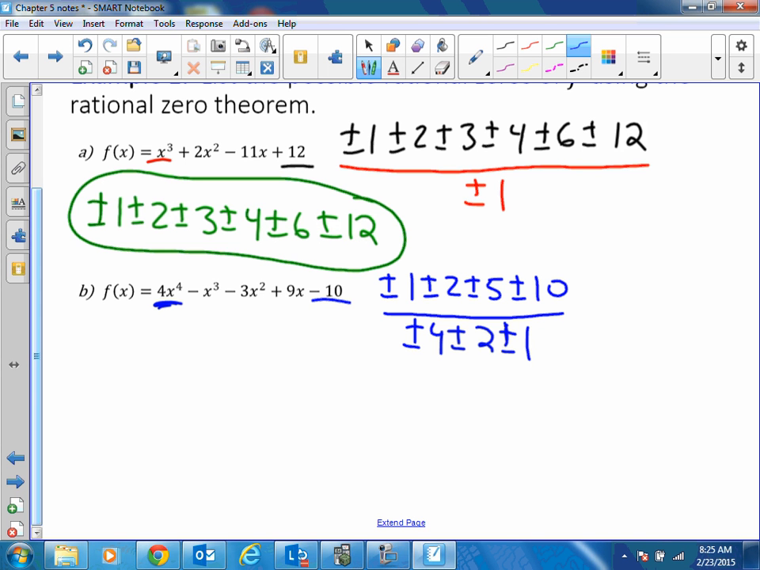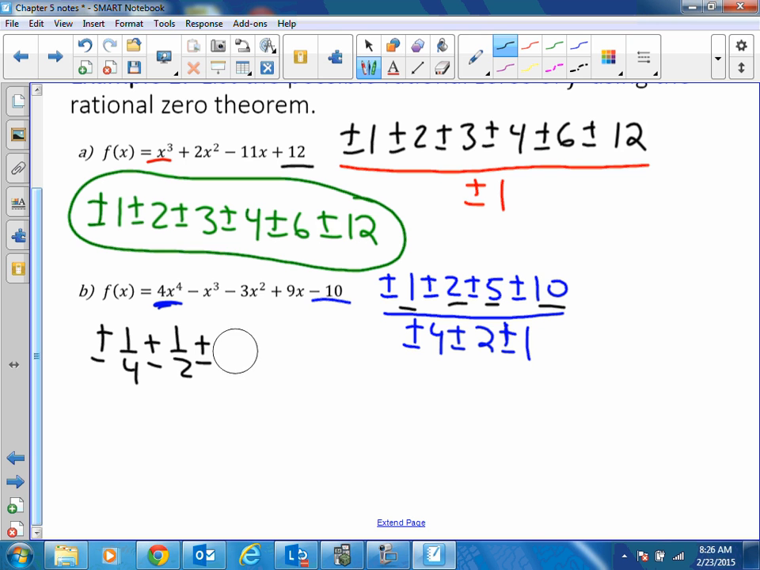Then what I'm going to do is take my first number and divide 1 by 4, 1 by 2, and 1 by 1. That should give me my numbers from least to greatest. Then I do 2 divided by 4, by 2, and by 1. Then 5 by 4, 2, and 1. And then 10 by 4, 2, and 1. So if I divide 1 by 4, I get 1/4. 1 by 2 is 1/2. 1 by 1 is 1.